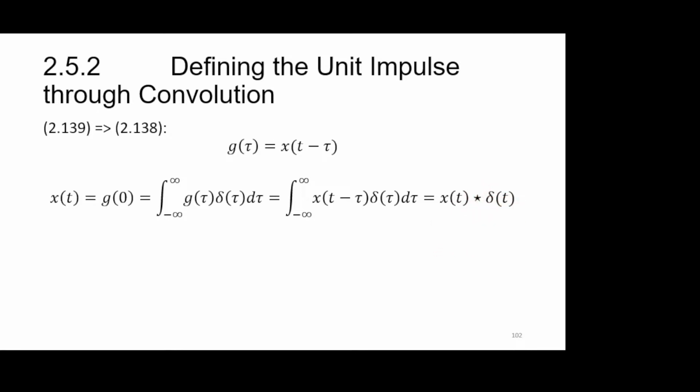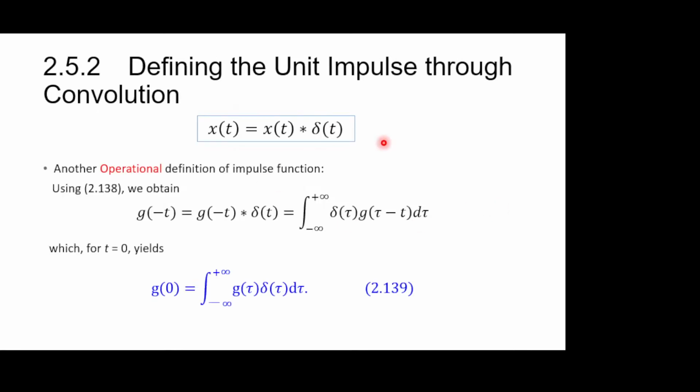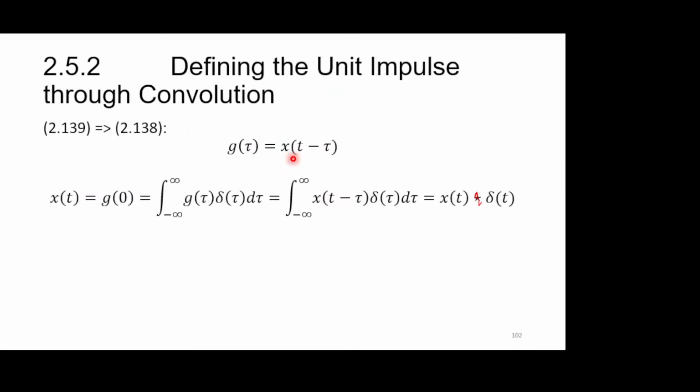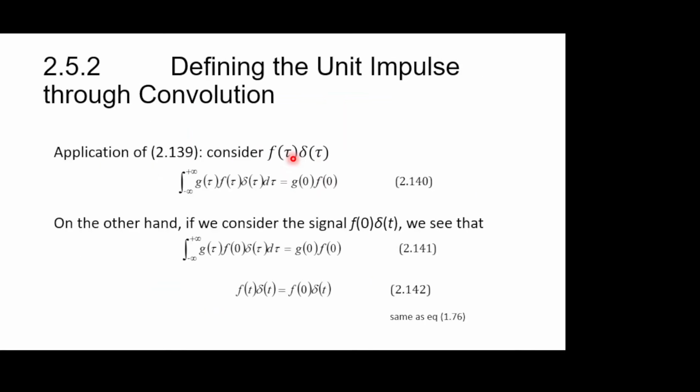Oh, I also made a typo here. Anyway, so x of t equals x convolved with delta of t. And you can also check that all the other properties of the delta function work with those definitions. Okay, so that's very nice. We can think of the delta function with those operational definitions. So we have a whole bunch of properties. You can check them when you're at home.